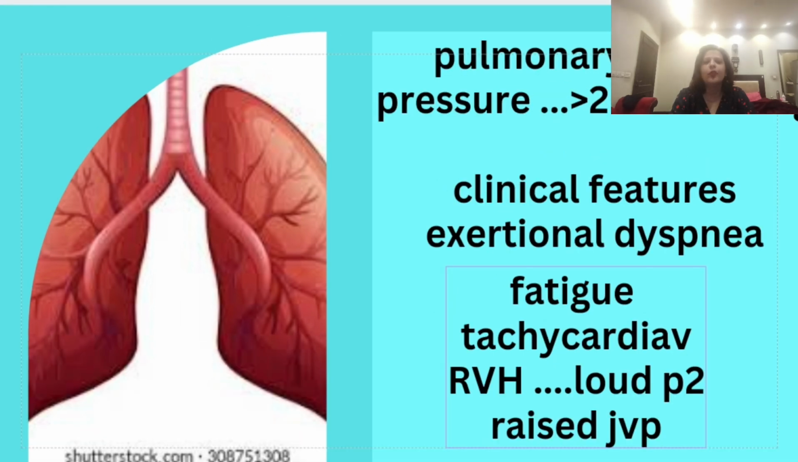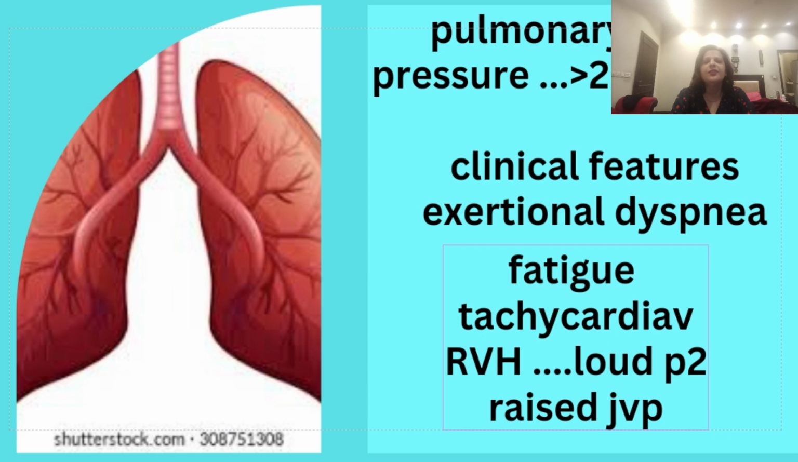Whatever the cause of pulmonary hypertension is, it usually presents with dyspnea, fatigue, pedal edema, tachycardia, and signs are right ventricular heave, parasternal heave, P2 is loud, and there is raised JVP.